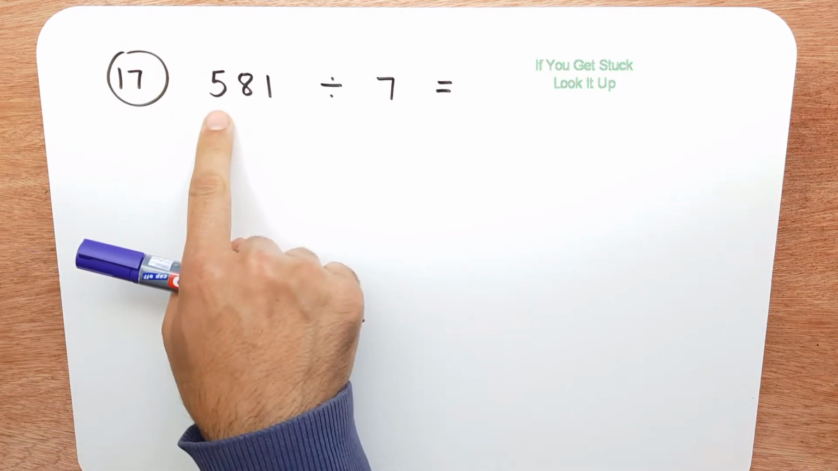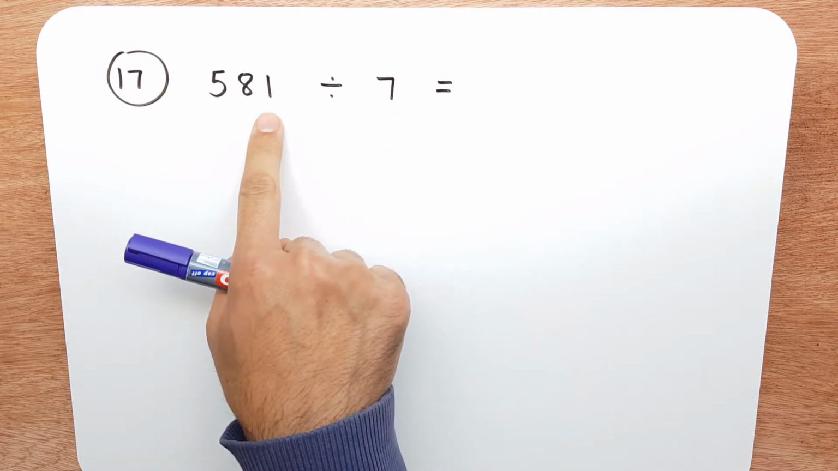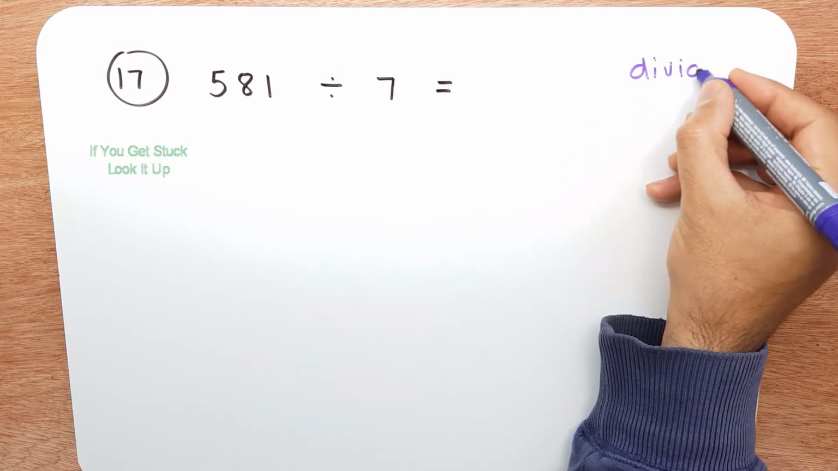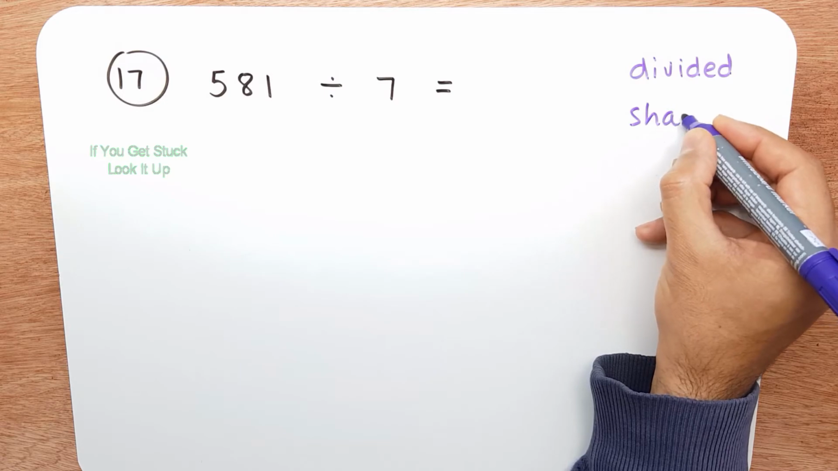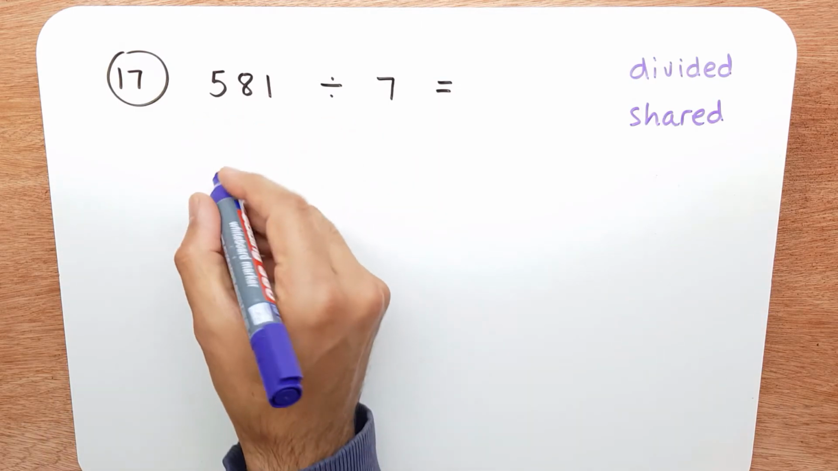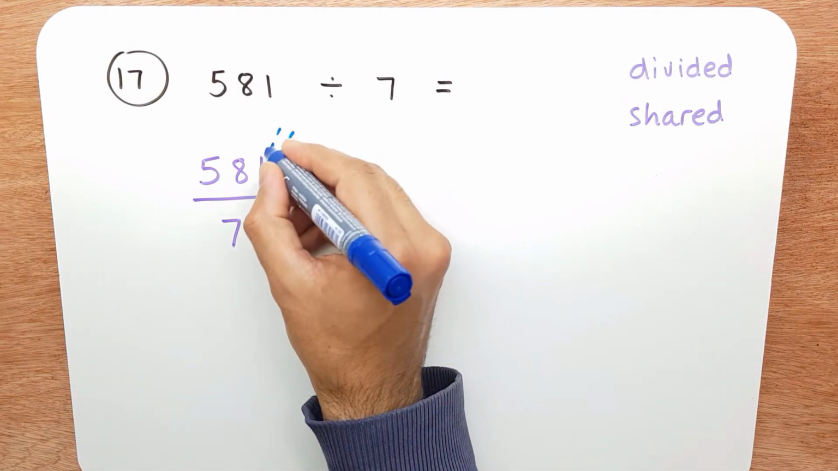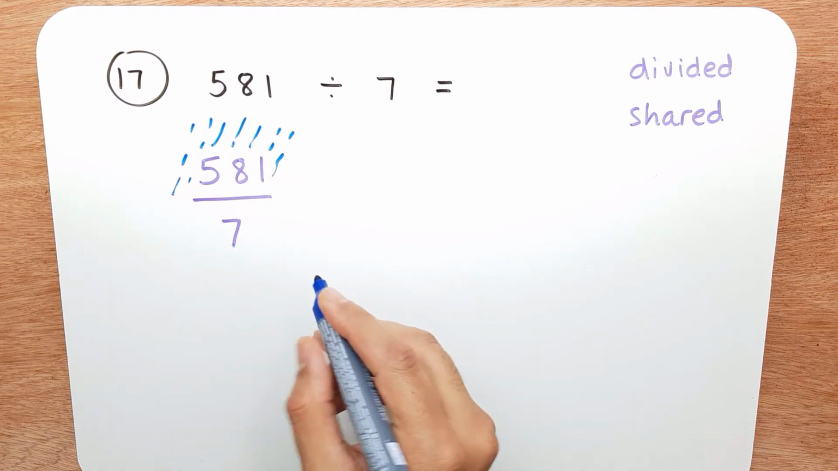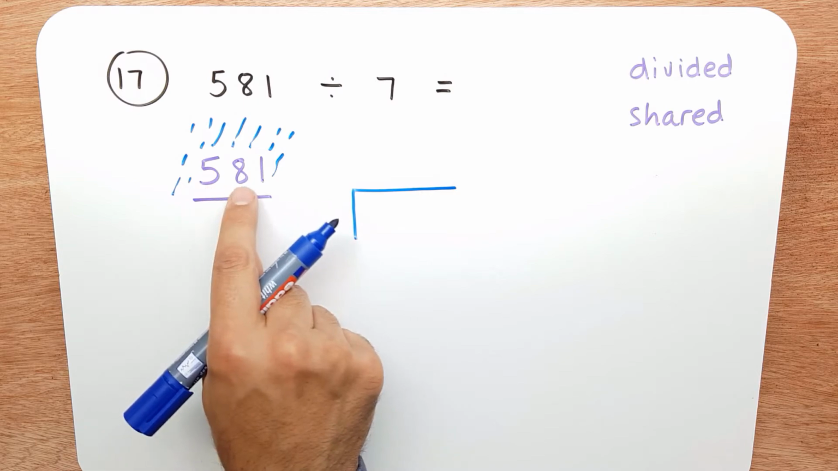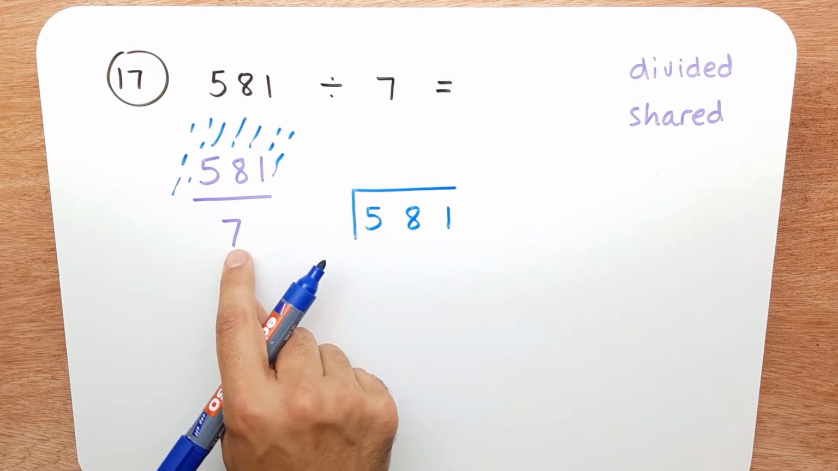Question 17 is 581 divided by 7. 581 shared by 7. So divided by and shared are the same thing. Now what I like to do with this is write it as 581 shared by 7. Now it's raining and the 581 is getting wet, so what we do is we build a bus shelter and put the 581 inside. 581, and then the 7 has to go outside.